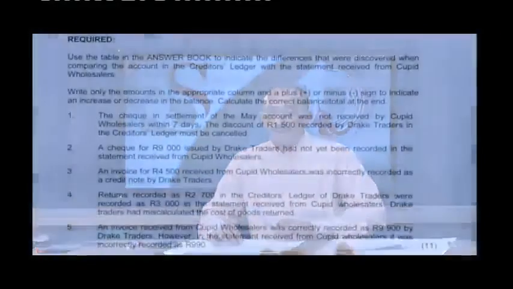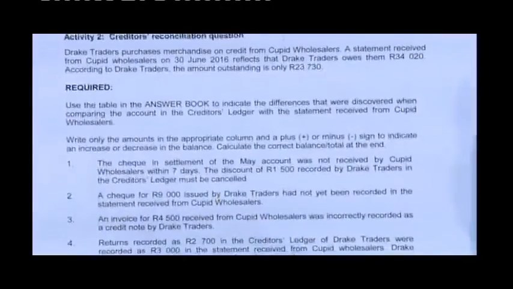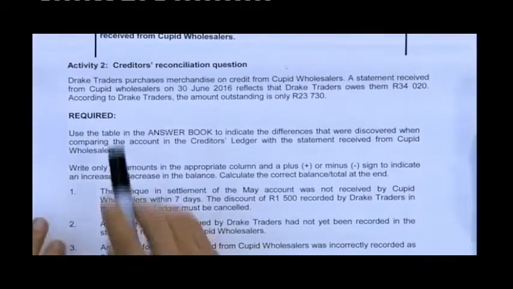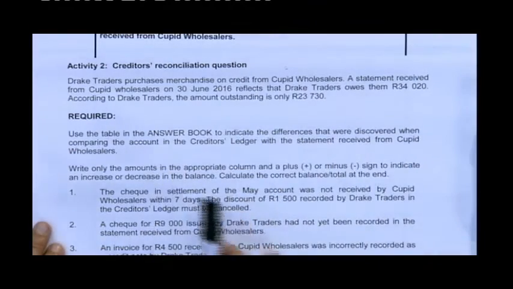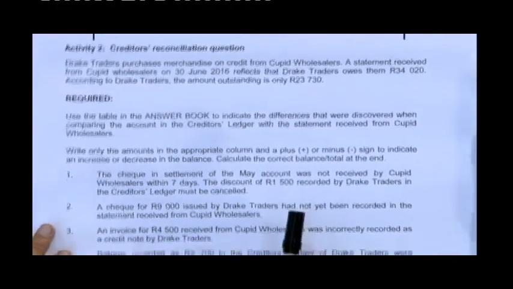So for today's afternoon session, what we'll be doing is going over creditors reconciliation as well as fixed assets. In your telematics book, you need to look for activity number 2, and that deals with creditors reconciliation. So before we tackle the creditors reconciliation, I just want to give you some useful tips on how to solve the creditors reconciliation problem.